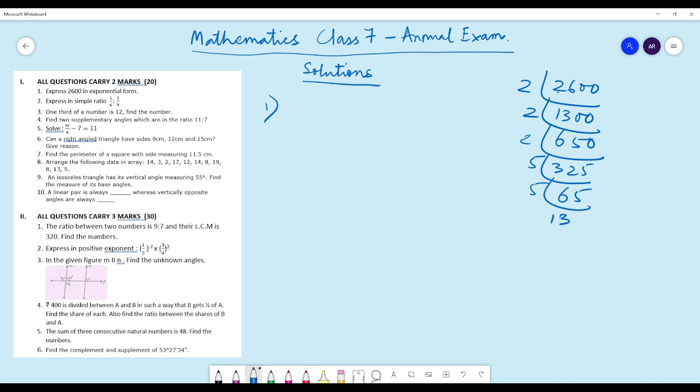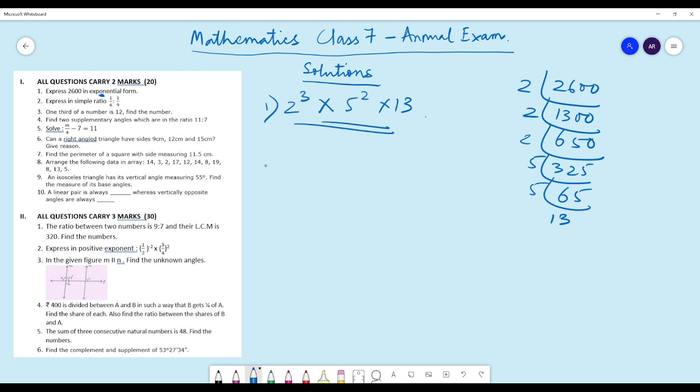Now I saw that some of the students wrote 2 into 2 into 2 and 5 into 5 into 13 like that. But see, the question here says that you have to express it in exponential form. So exponential form means you have to put in the powers. So your answer should be 2 to the power 3 into 5 to the power 2 into 13. That should be your answer. The final answer should be this, and then only you will get the full marks.